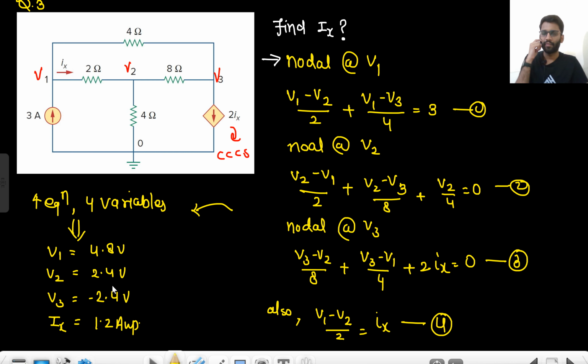So these are your final answer. V1 is 4.8 volt, V2 is 2.4 volt, V3 is minus 2.4 volt and Ix is 1.2 ampere. Ix will be simply by putting the values here. So that will be (4.8 minus 2.4) by 2. That will be Ix.